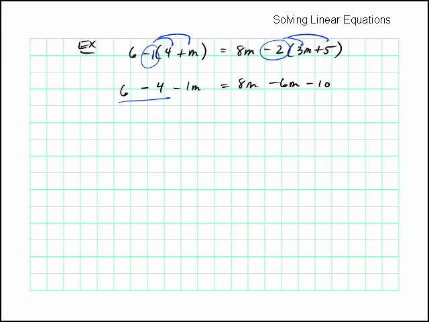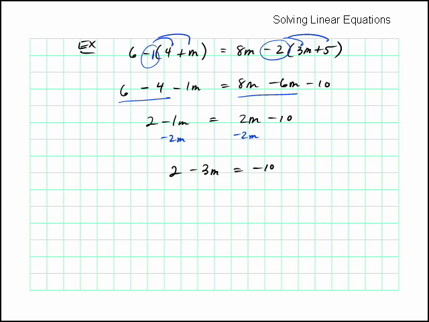Over here, I can combine the 6 and the 4. 6 minus 4 is 2. That's 2 minus 1m. On the right side, I've got 8m minus 6m, which is 2m, and minus 10 there. Next step, you want all of your variables on one side, so I'm going to subtract 2m from both sides, like that. That'll be 2 minus now 3m equals negative 10.